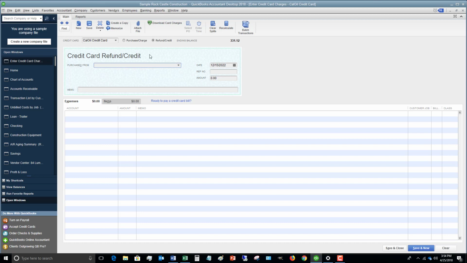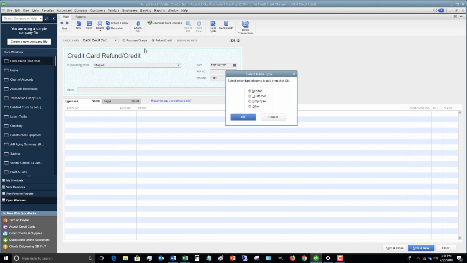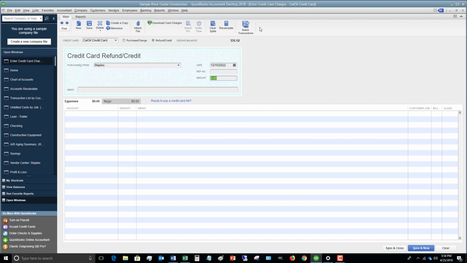Now, it depends on the type of cashback reward that you got. So let's say that you have a cashback reward every time you shop at Staples and you use your Amex. All right, we're just going to put in Staples. They're not in this sample file, so we'll do a quick add. We'll say they're a vendor. And let's say that the amount is 1.25. Okay, these are usually small amounts.